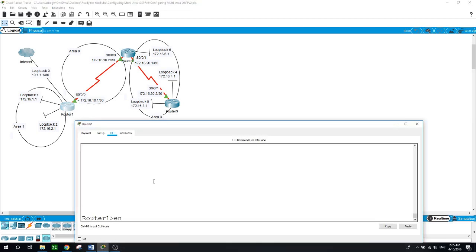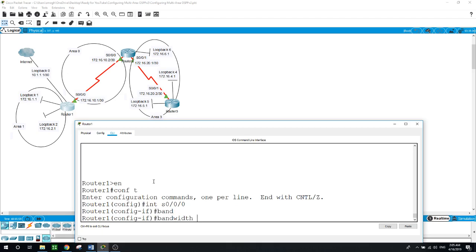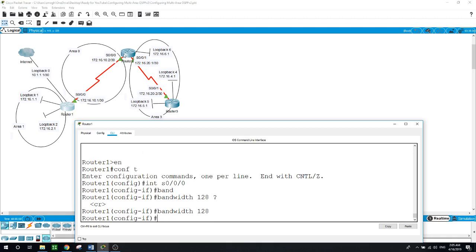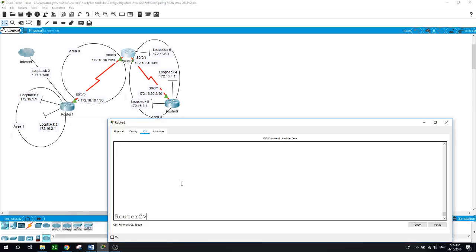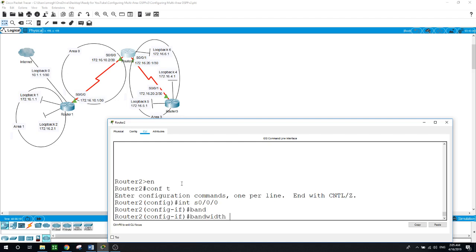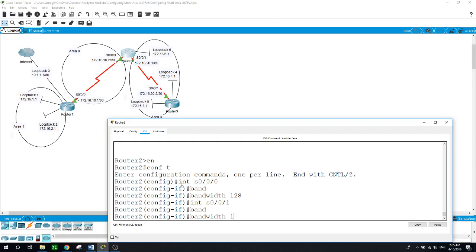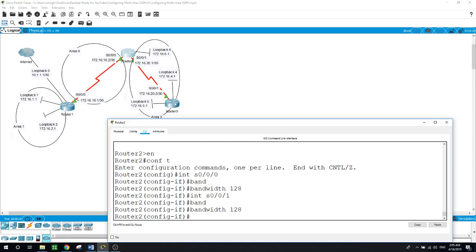So on router 1: enable, configure terminal, interface serial 0/0/0, bandwidth 128, and that's it. Now on router 2, we have two interfaces. Enable, configure terminal, interface facing router 1 on serial 0/0/0, bandwidth 128, and the other interface facing router 3 on serial 0/0/1, bandwidth 128. Now on router 3, I'll do the same.